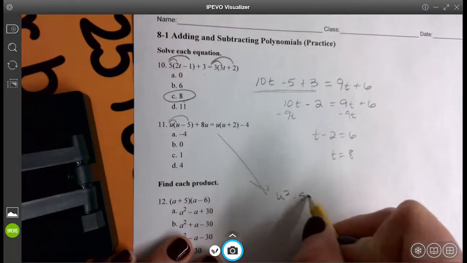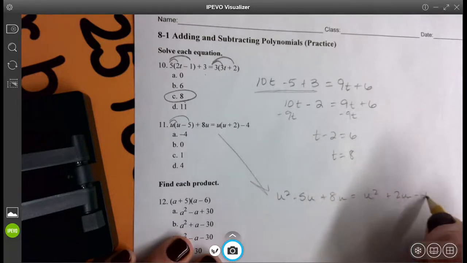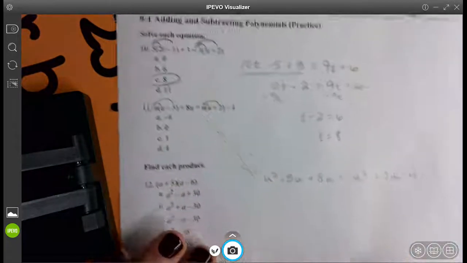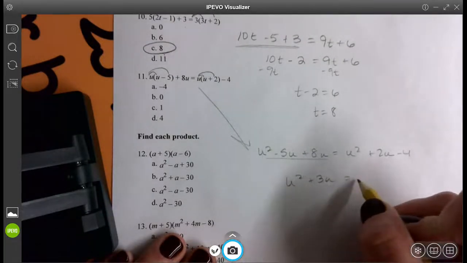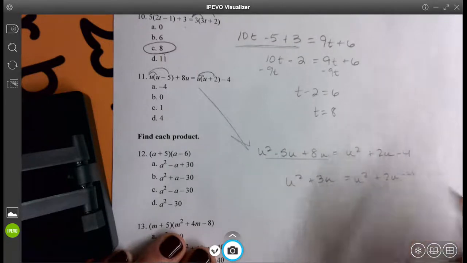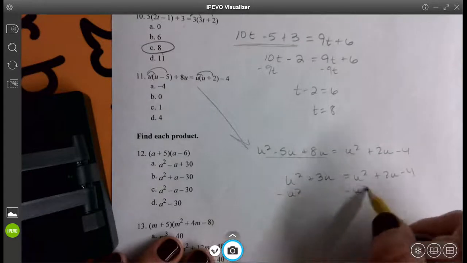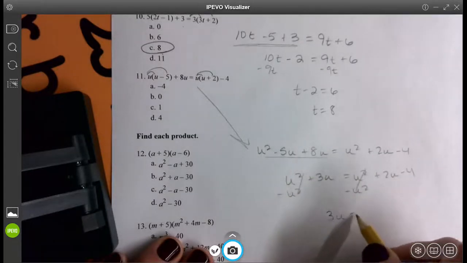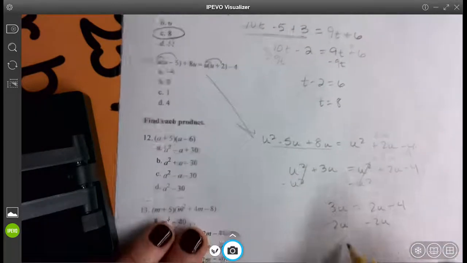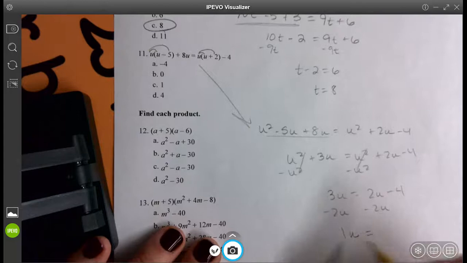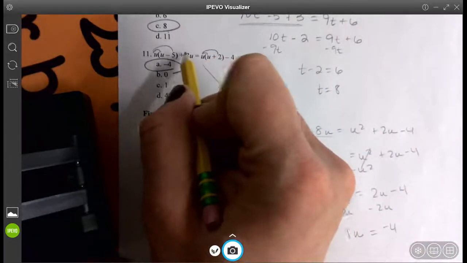U squared minus 5u plus 8u equals u squared plus 2u minus 4. Make sure you distribute. When I clean it up, I get u squared plus 3u equals u squared plus 2u minus 4. I have u's on both sides, so if I subtract u squared, they disappear and I get 3u equals 2u minus 4. I'm going to subtract 2u from both sides, and my answer is u, or 1u, equals negative 4. Beauty of math is you can check your work, plug it back in. Does it work?